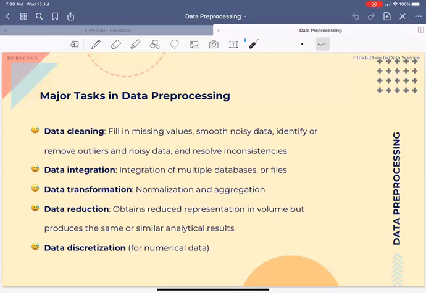Then we look at data discretization, where we try to take low-level raw data and convert it into high-level concepts, either by using concepts or by taking intervals of the data and removing noise, smoothing, binning, and so on. Those are the things we do in data discretization.